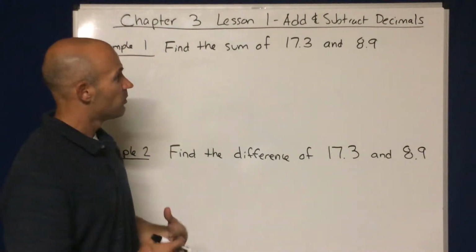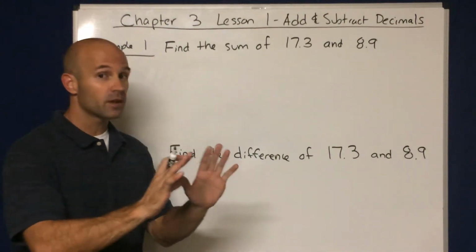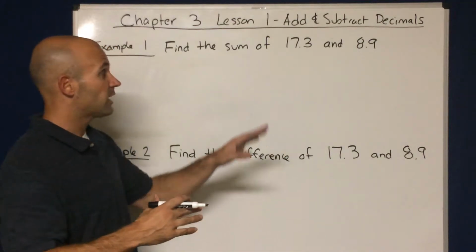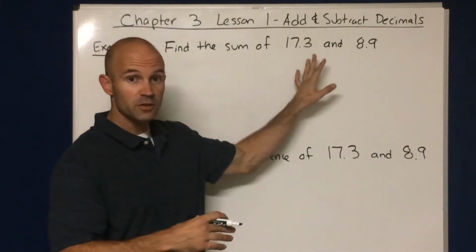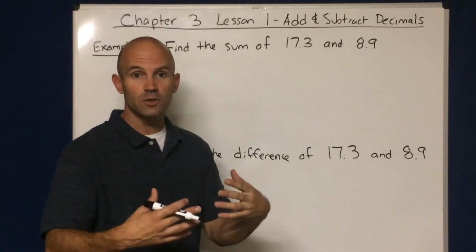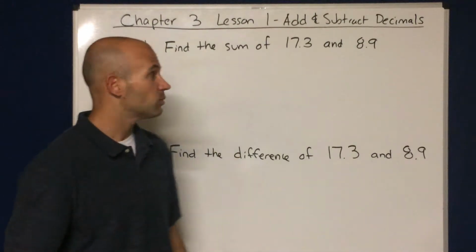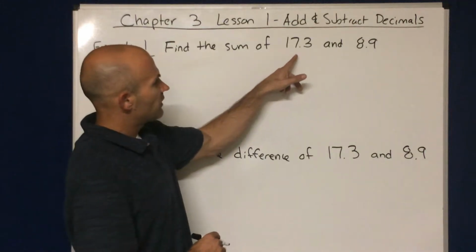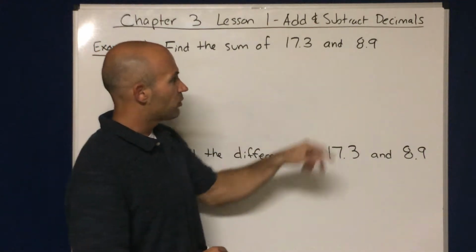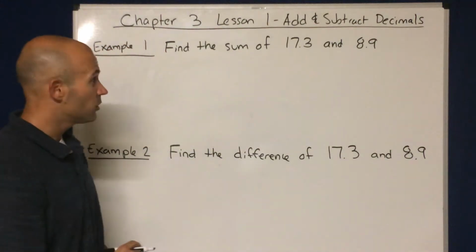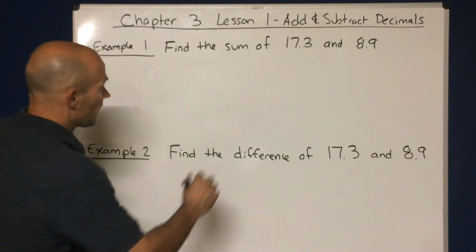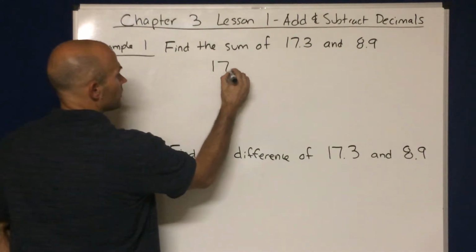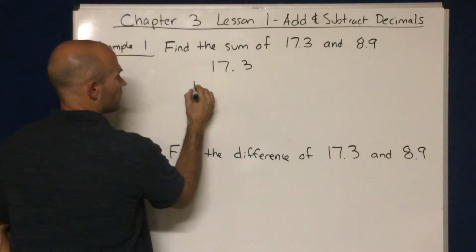Later, you'll get to multiply decimals together, and the process there is different. So it's really important that you learn how to add and subtract decimals first, correctly, without any confusion, before you learn to multiply decimals. So we'll go ahead and begin with a couple examples. Find the sum of 17.3 and 8.9. So we're just being asked to add these two quantities. And the key thing to do is be sure to line up the decimal points.